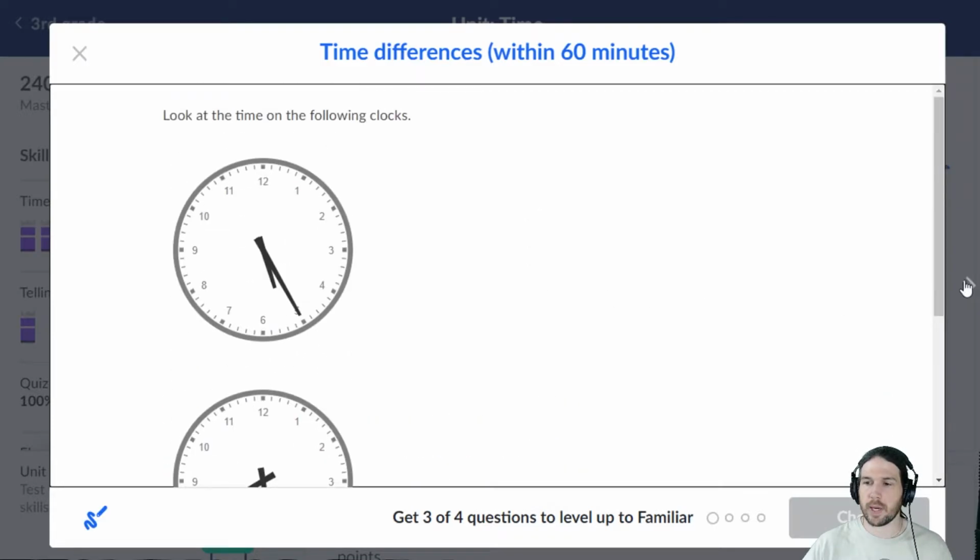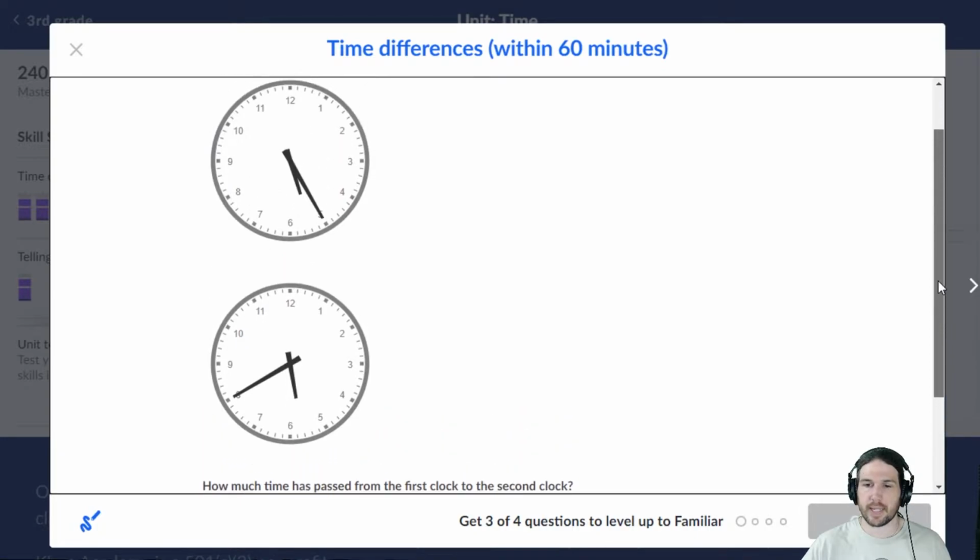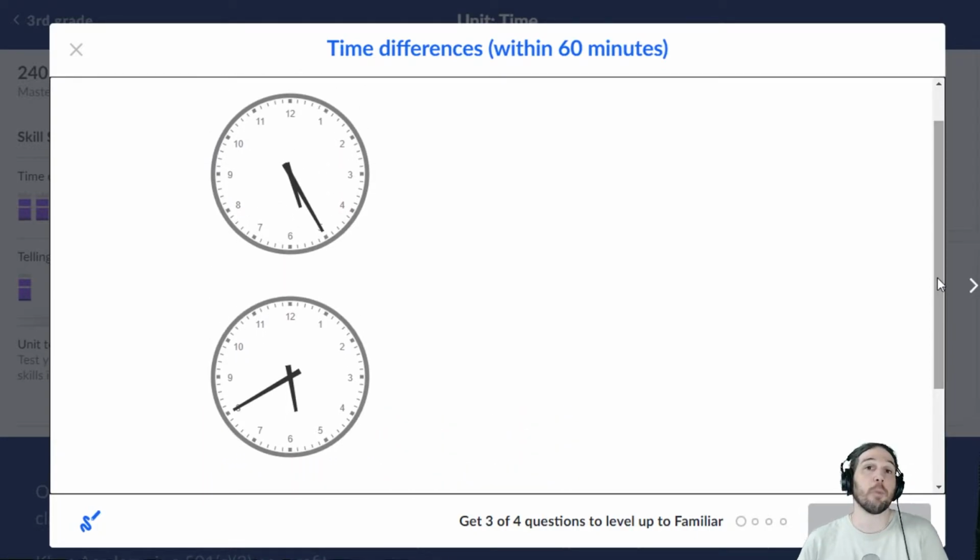So let's talk about time differences. Look at the time on the following clocks. How much time has passed from the first clock to the second clock? Now, this is testing multiple skills at once, and this is a perfect example of the foundational nature of mathematics education. If a student doesn't know how to tell time, it is pointless to put this problem in front of them. If they haven't figured out the last thing, they should be and must be given the time and the resources to finish understanding that before you try to throw this in front of them, because this is an impossible problem if the student doesn't know how to read a clock in the first place.